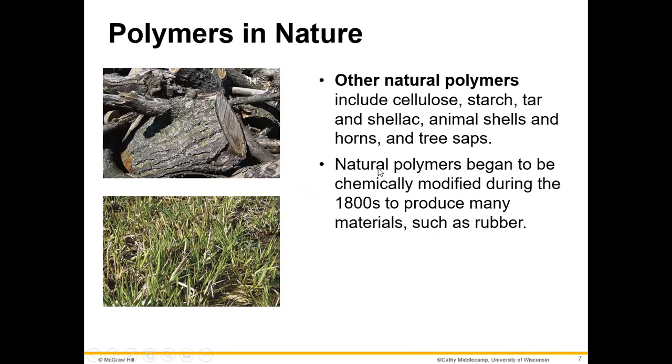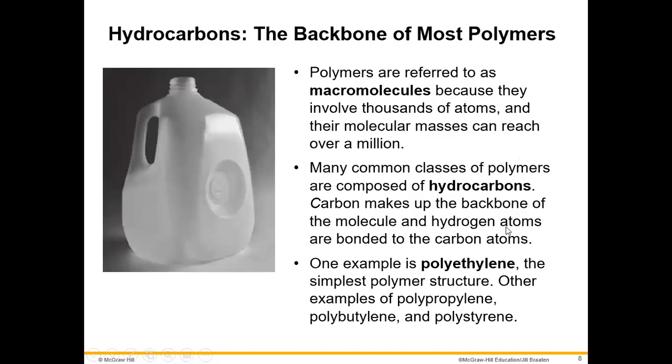And then those natural polymers began to be modified to make lots of materials, and one of the first ones was rubber. Okay, so we've already talked about hydrocarbons. A hydrocarbon is a molecule composed only of hydrogen and carbon, as the name implies. And I've already said this, they're macromolecules because they involve thousands of atoms. And so when we're talking about man-made polymers, which are also known as synthetic polymers, they are primarily composed of hydrocarbons. So these are all composed of hydrocarbons.